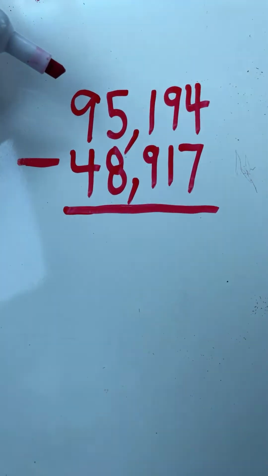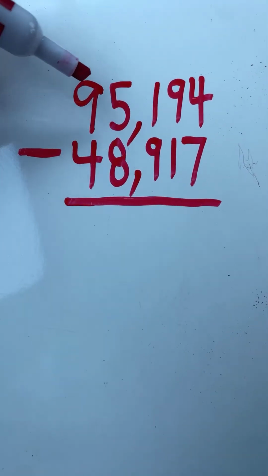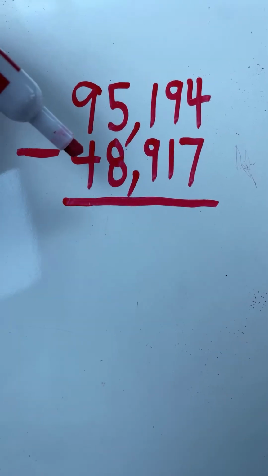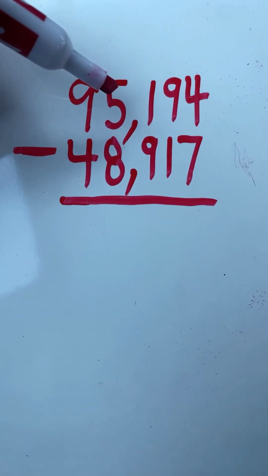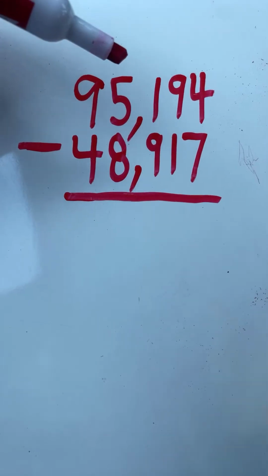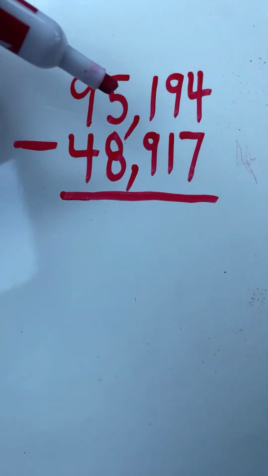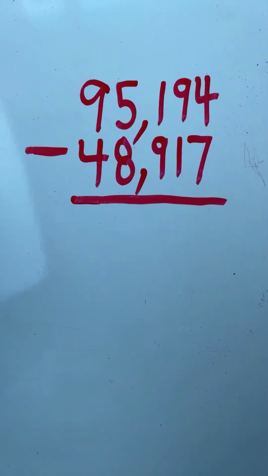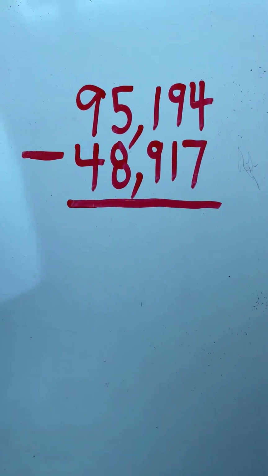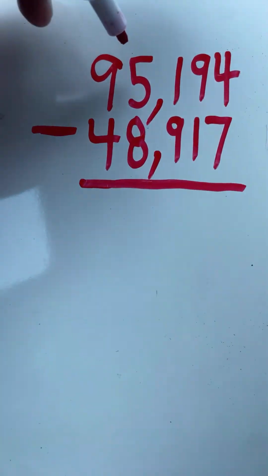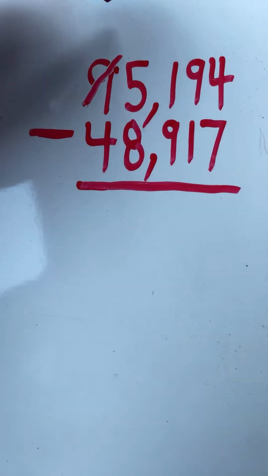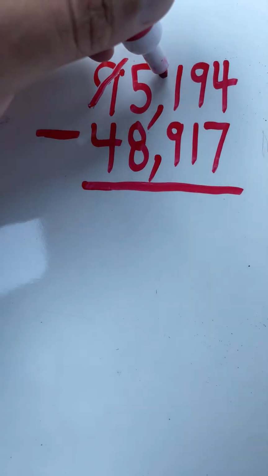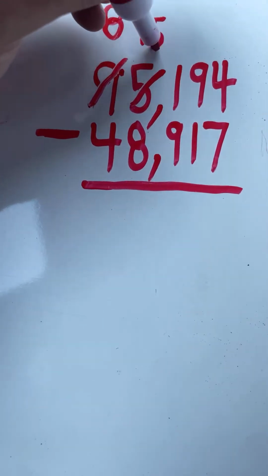So, starting here in the 10,000s place, 9 is bigger than 4, we're good there. In the thousands place, we need to regroup because 8 is bigger than 5. You cannot start out with 5 and take away 8. So we're going to regroup by taking a 10 from the 10,000s place and adding 10 to the thousands place. So you take away 1 from the 10,000s place, that 9 is going to become an 8, and that 5 is going to become a 15.